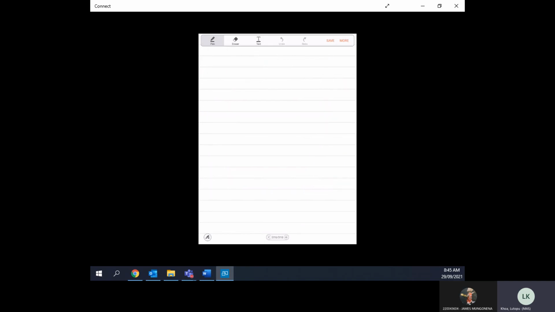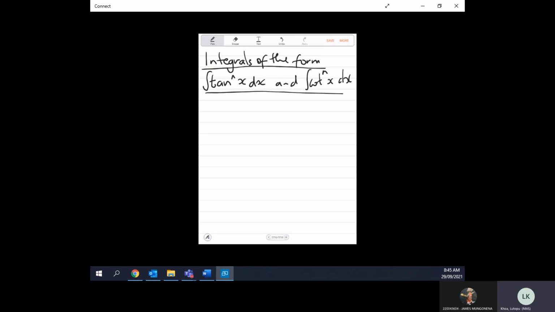So then the next type of integrals we look at are integrals that look like this. So integrals of the form integral of tan to the power of n of x dx, and the integral of cot to the power of n of x dx. So we look at powers of tan and powers of cot. Here we say that n is an integer.